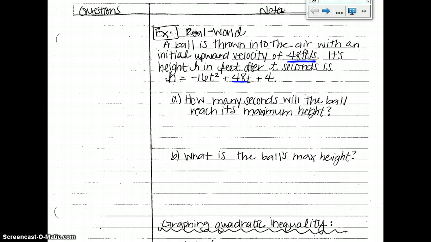This plus 4 is the height that the ball is thrown from. So this person is throwing the ball from 4 feet off the ground. And then the negative 16 is a part of the velocity formula. Okay, A, how many seconds will the ball reach its maximum height?